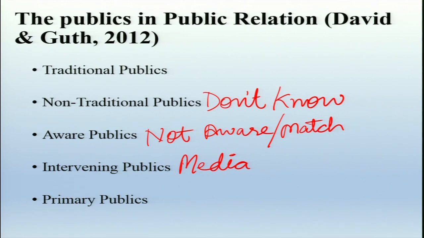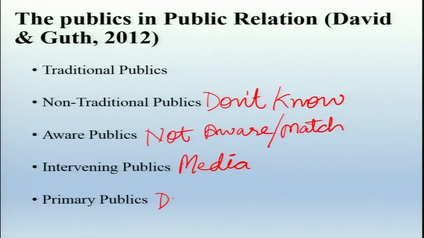What are media people doing? When we say media people, if you want to disseminate any information and you are disseminating the information through media to your customers, then media here becomes the intervening publics. Fine. How are you disseminating that information to the customers? Through media. So, media here plays the role of disseminating, intervening publics.